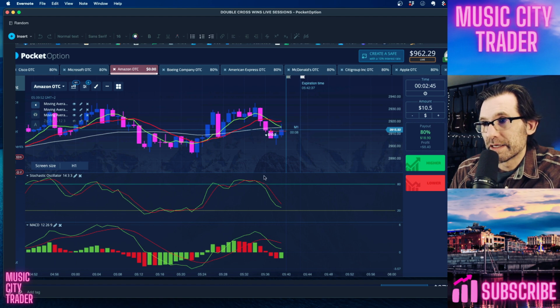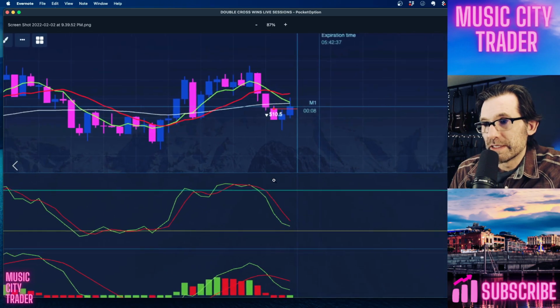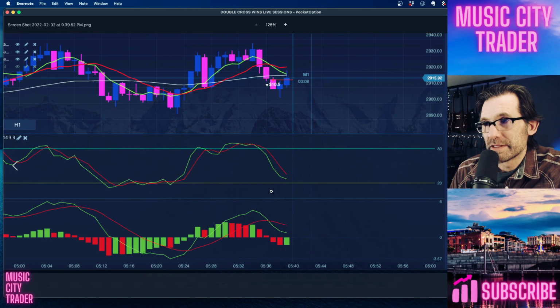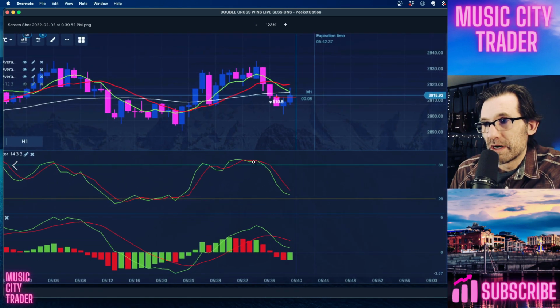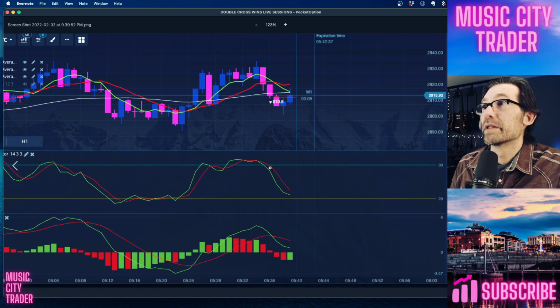Okay. Let's see if this one actually lost. So let's look at how it would have lost. It really still was a great setup, I believe. The only thing I noticed about this setup, how I lost it, was this did cross out of overbought. So MACD is going down, pretty much striking down. But the stochastic wasn't really completely up all the way yet.